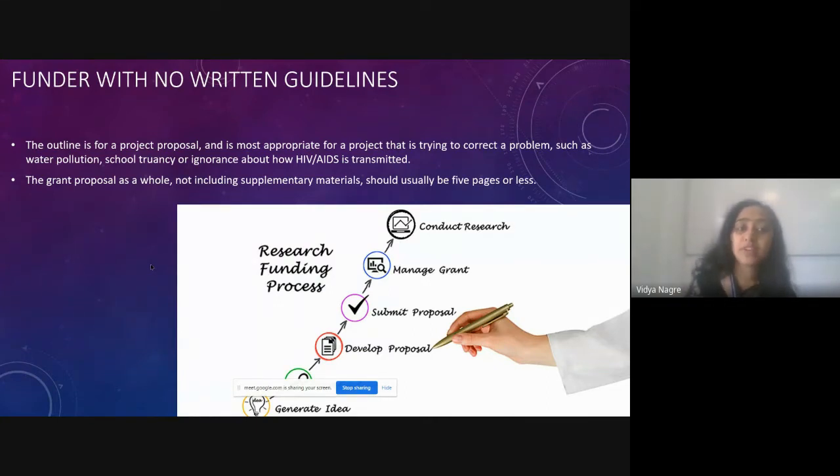So there are some funders with no written guidelines. So what should you do in that case? So the outline of the research proposal or project proposal, or you may call it a research proposal for funding, right? Funding research proposal. There are various terminologies that you may use. So most of these are common. They have a common thread or common structure.